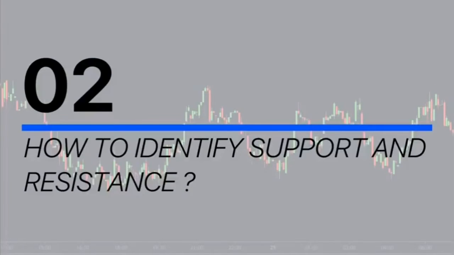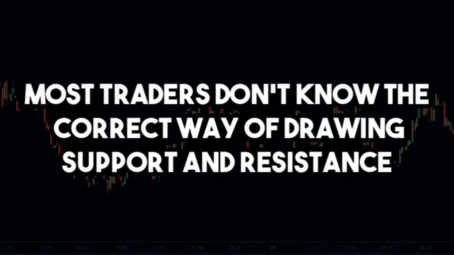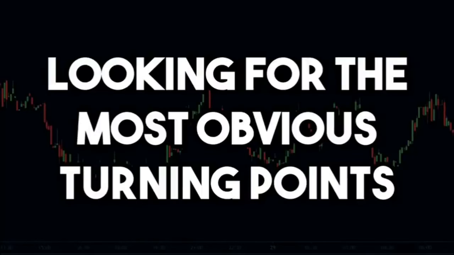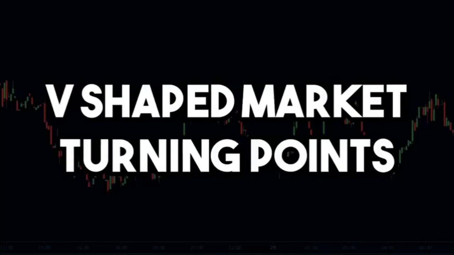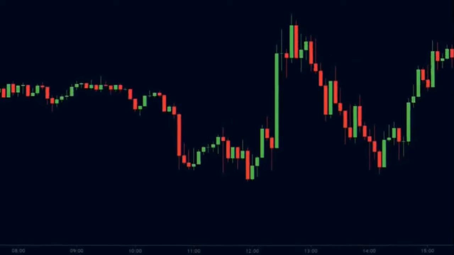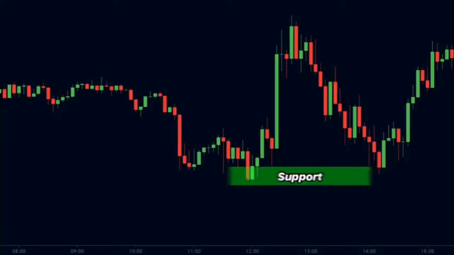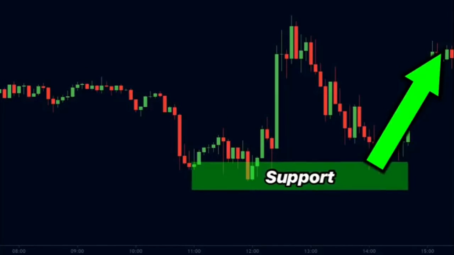How do you identify support and resistance levels? You would be surprised to know that most traders don't know the correct way of drawing support and resistance levels. The best way of identifying support and resistance levels is by looking for the most obvious turning points. That means we are looking for V-shaped market turning points. So on this chart, we see a V-shaped turning point in the market, and we plot a support level here. And as you can see, the price tested the same level, and the level gave support to the price.